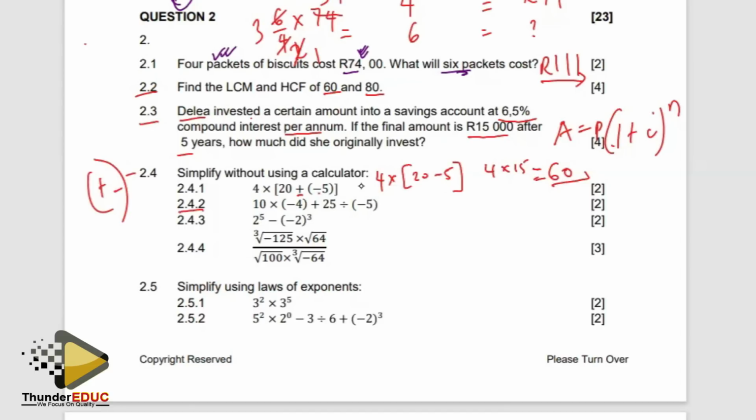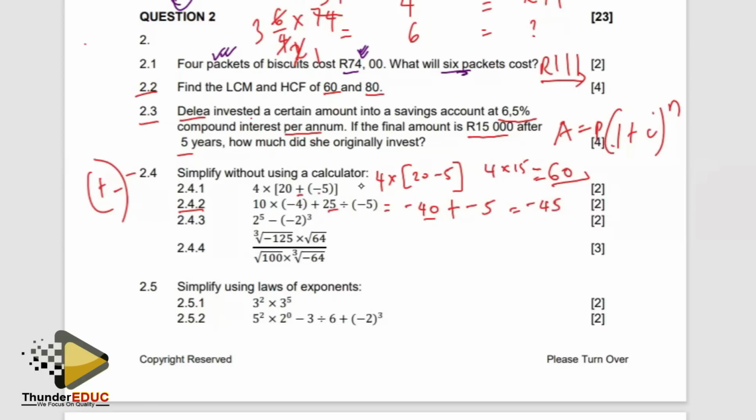2.4.2, we still do the same thing, BODMAS. Since we have division, we have multiplication, we can do whichever one first. So 10 times negative 4 will give us a negative 40. Okay, I'm adding 25 divided by negative 5. That's going to give me negative 5. Then I have a negative 40 plus a negative 5. My answer becomes negative 45.